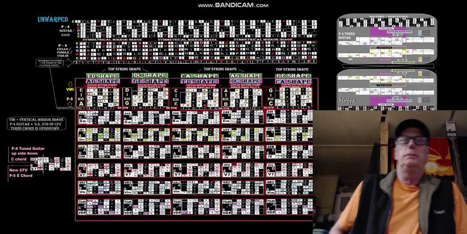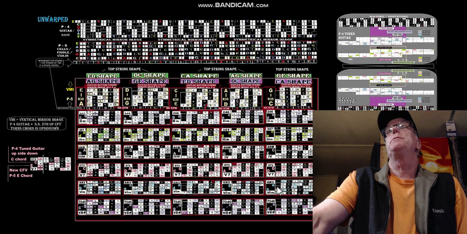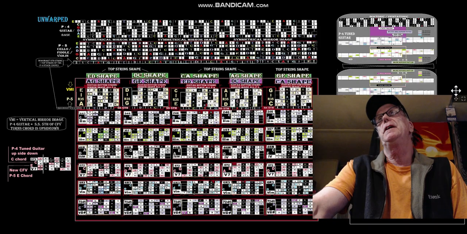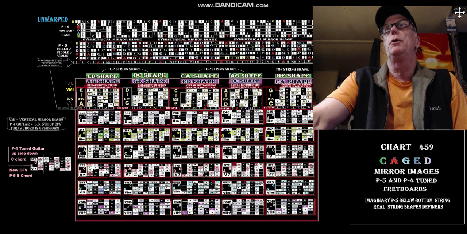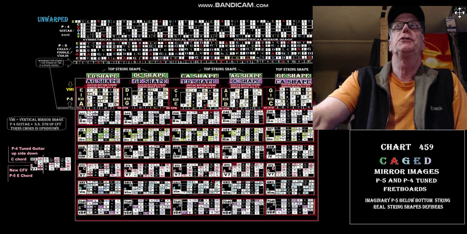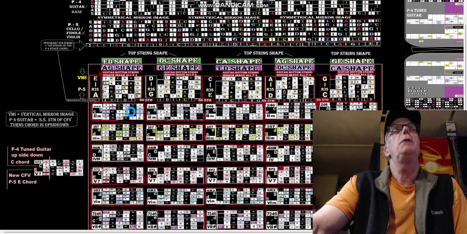Okay, part two. So we talked about this, how there are mirror images in these two. Now this is chart, what, 459? Cage mirror images, P5, P4 fretboards. Imaginary P5 below the bottom string. Real string shape definers. Let's talk about imaginary P5 below the bottom string.